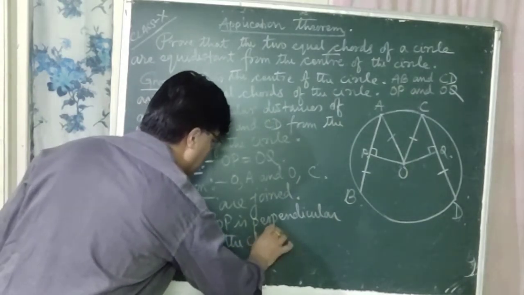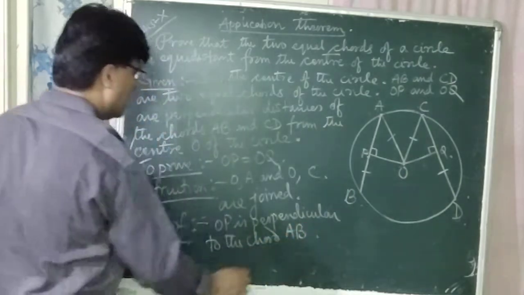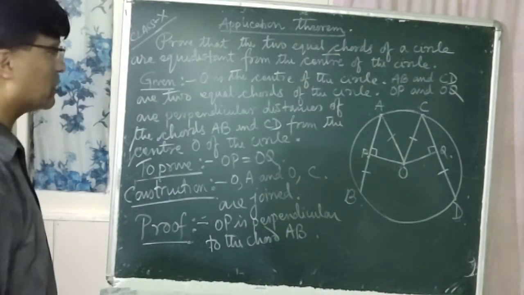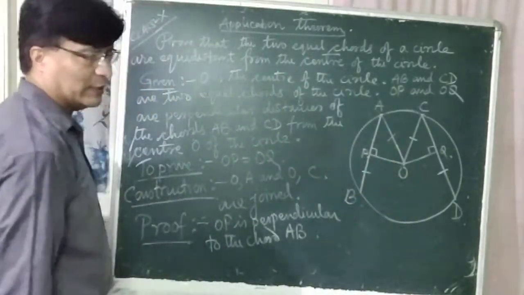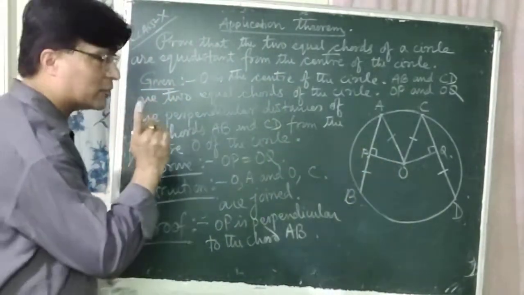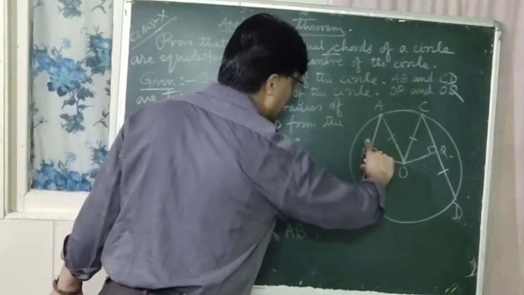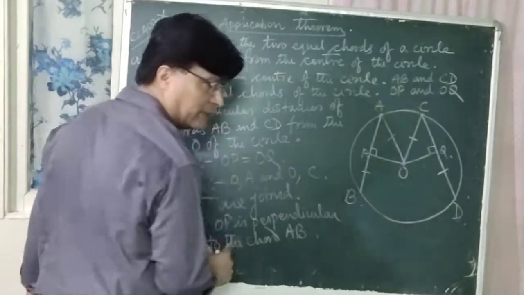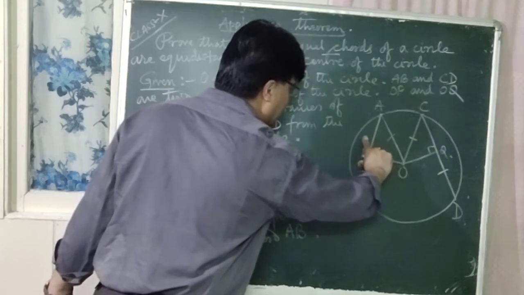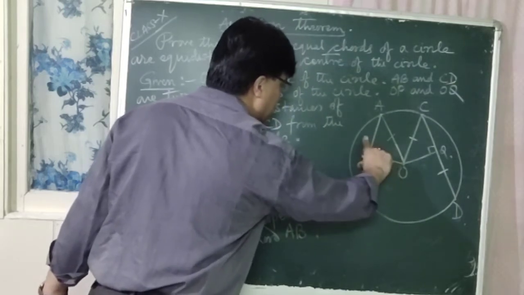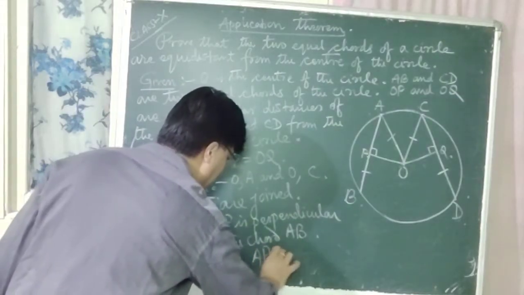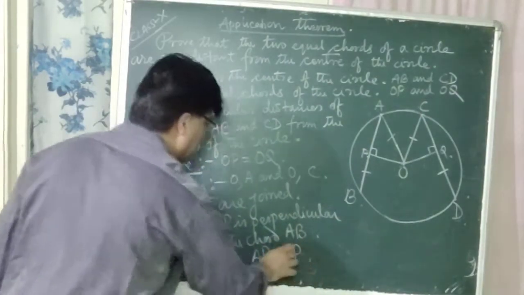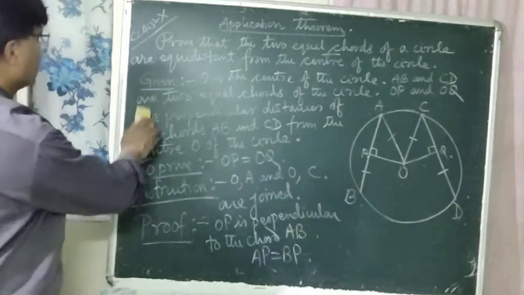OP is perpendicular to the chord AB. So according to the previous theorem, what can you write? OP will bisect AB. OP will bisect AB means AP = BP. So AP = BP. Is that clear?